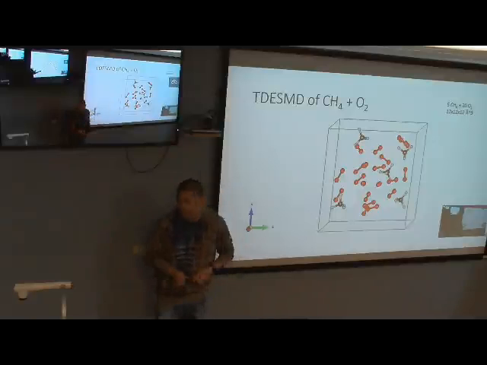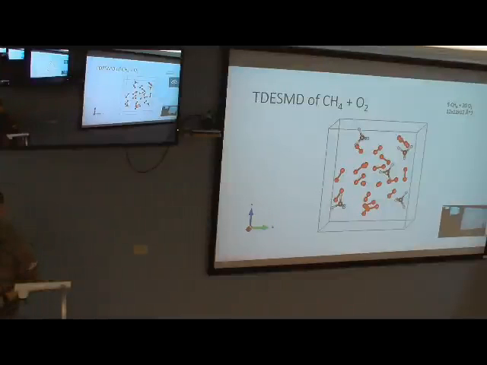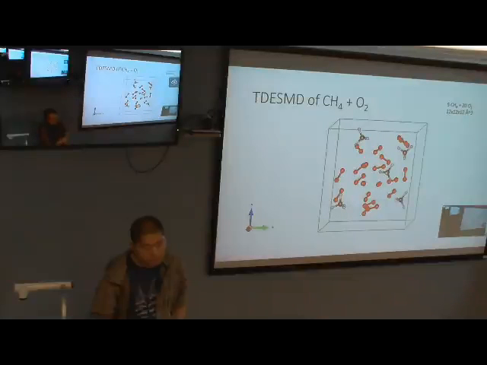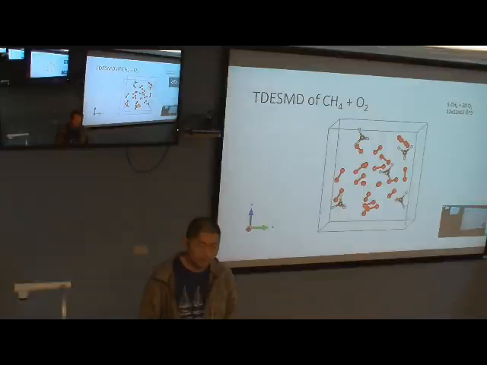It's a pretty large cell. How do you deal with the triplet ground state? Oxygen is always in the triplet ground state. What do you mean? Yes, but what's the multiplicity of the supercell? Because if you have two triplets, would that be a singlet, or would it be a septet, multiplicity 6?